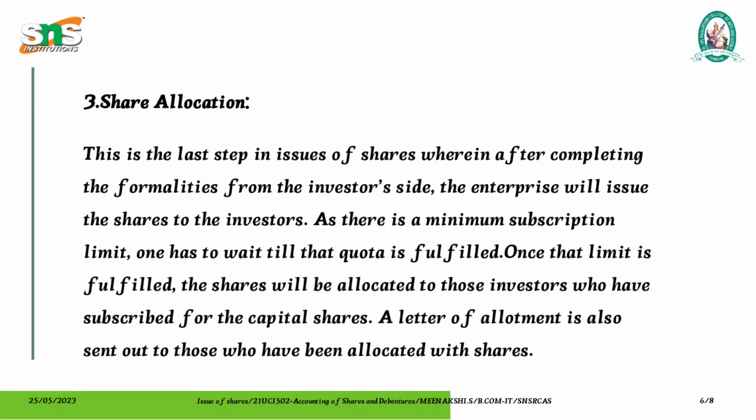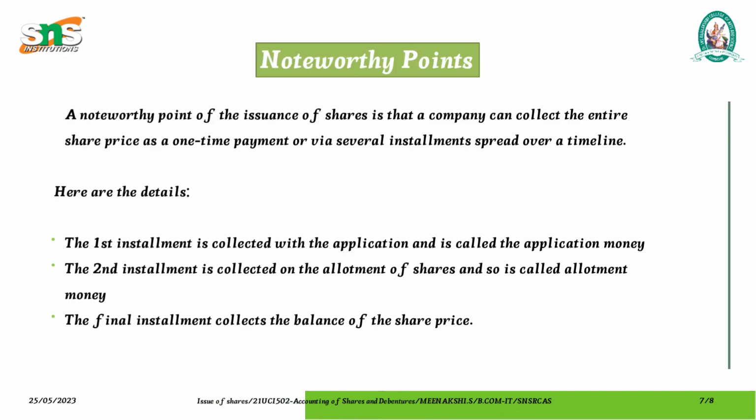Then the third step in issuing of shares is share allotment. This is the final step in which, after completing the formalities from the investor side, the enterprise will issue the shares to the investors. As there is a minimum subscription limit, one has to wait till the quota is fulfilled. Once that limit is fulfilled, the shares will be allocated to the investors who have subscribed for the capital shares. A letter of allotment is also sent out to those who have been allotted shares. So these are all the various steps involved.